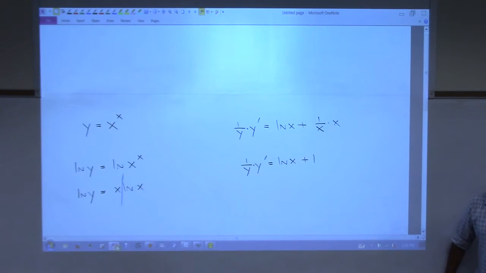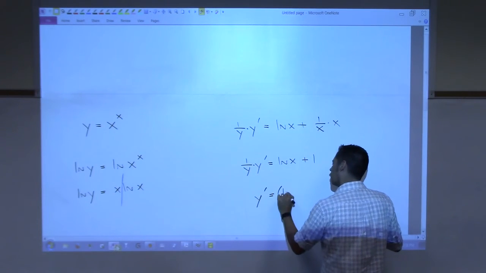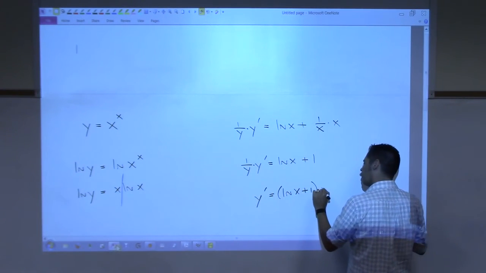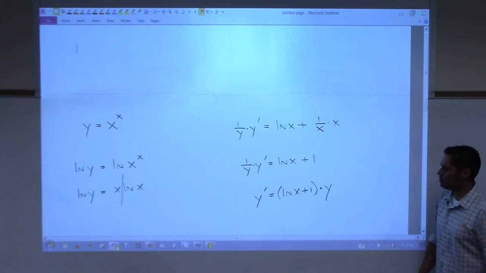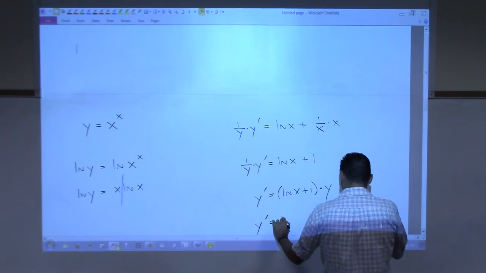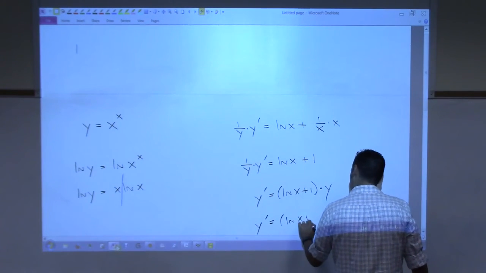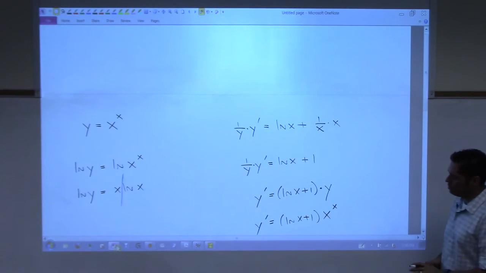Finally, to get y prime by itself, multiply both sides by y. But what is y? x to the x. So y prime equals ln x plus 1 times x to the x. Whew.